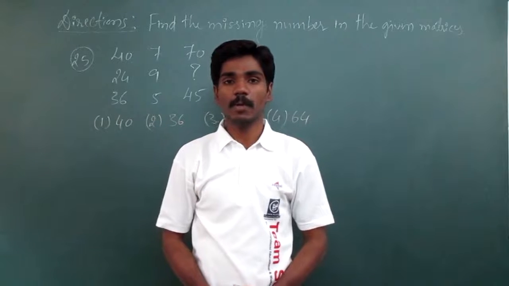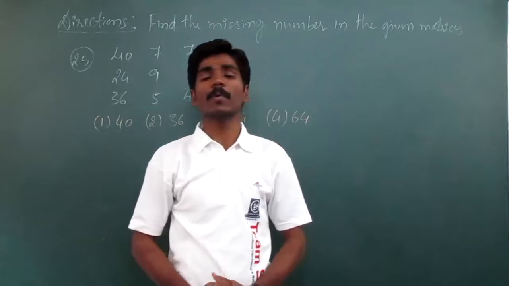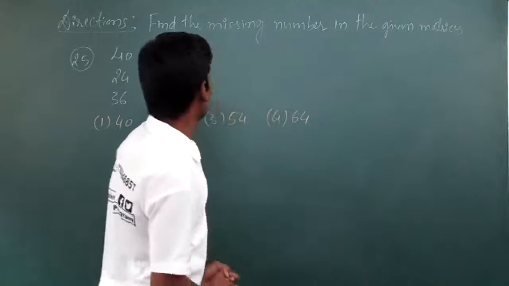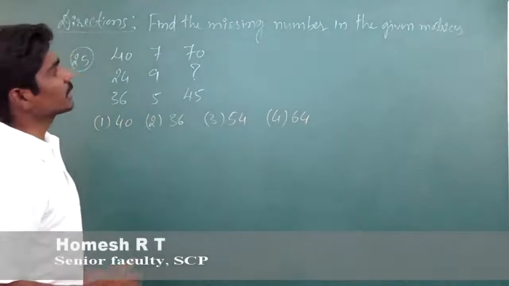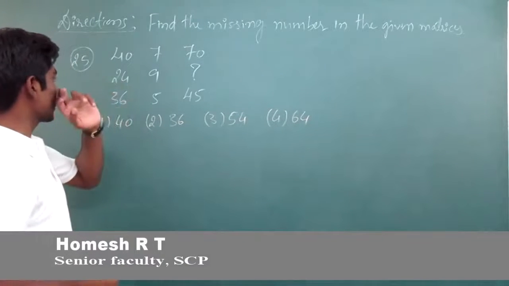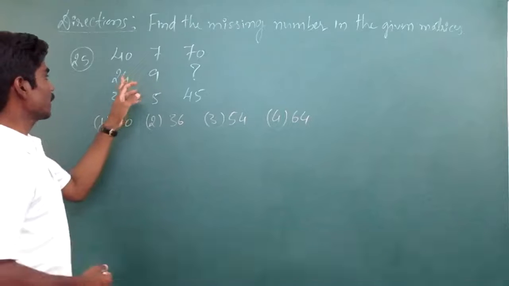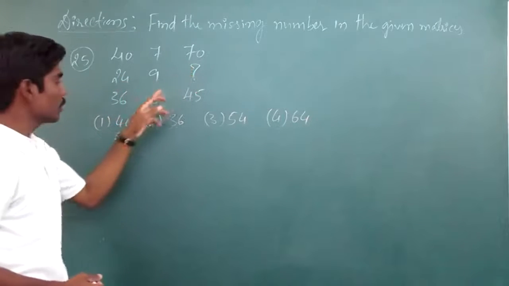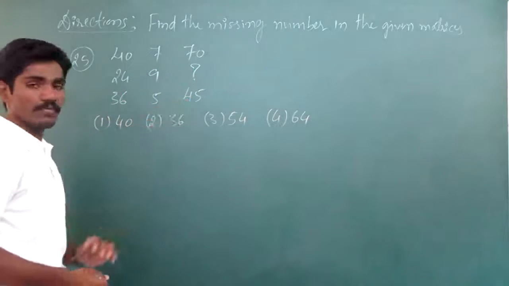Well friends, here is problem number 25. Before going to the problem, let me see the given direction. The given direction is to find the missing number in the given matrices. Here is the question: 40, 7, 70; 24, 9 and the missing number; 36, 5, 45.